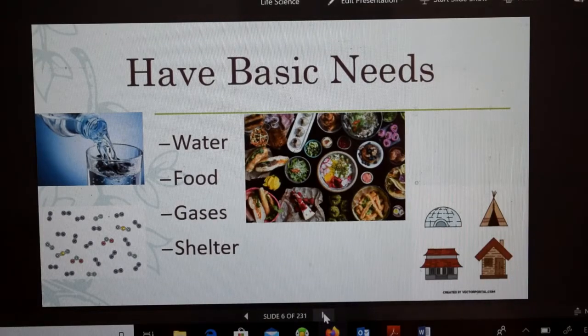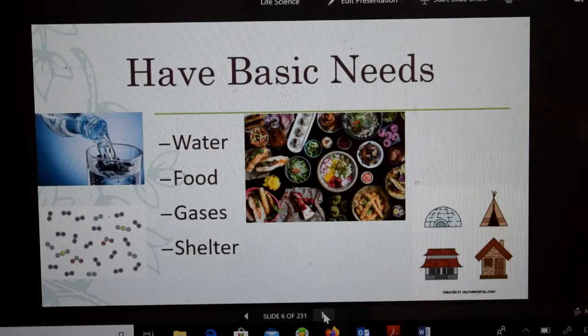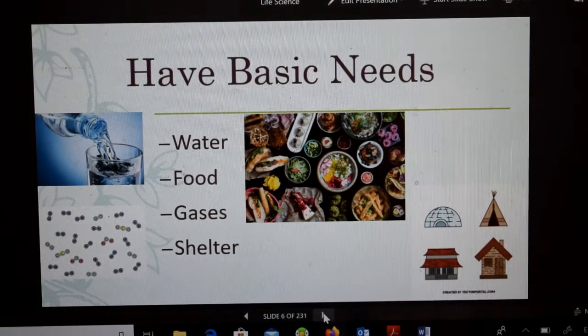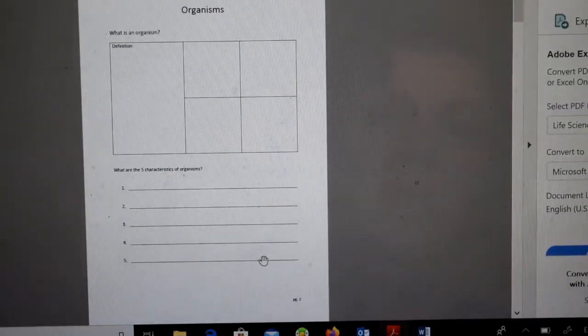Well, it needs the right conditions. It needs a forest. The bacteria that lives in your stomach, its shelter is basically your stomach. The conditions in your stomach are good for it. So an organism, we can write this here in line 2, has basic needs.